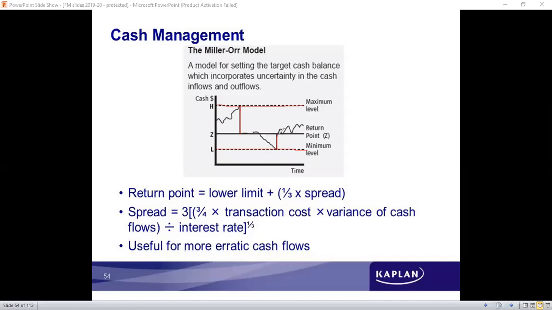But what is that return point? There is a value for the return point given to us as the lower limit. It is known for each type of business what the minimum or lower limit is. So the return point is the lower limit plus, in brackets, 1 by 3 of spread, and spread is again explained by a formula. The spread value is 3 into 3/4 of transaction costs.